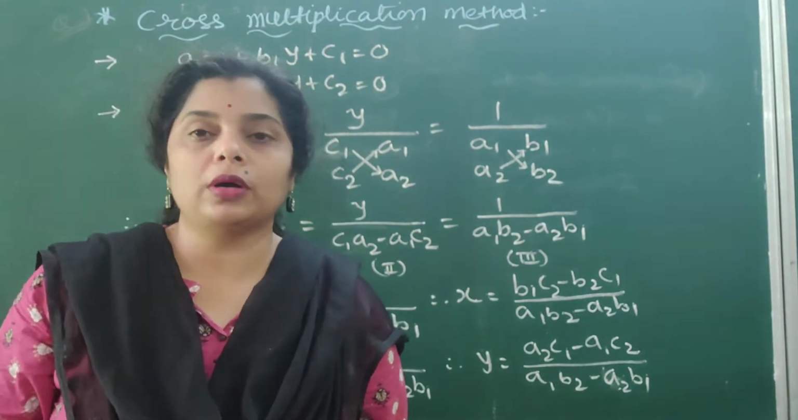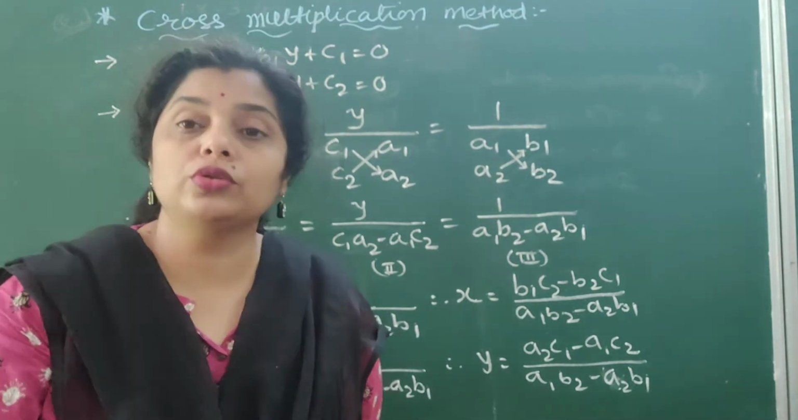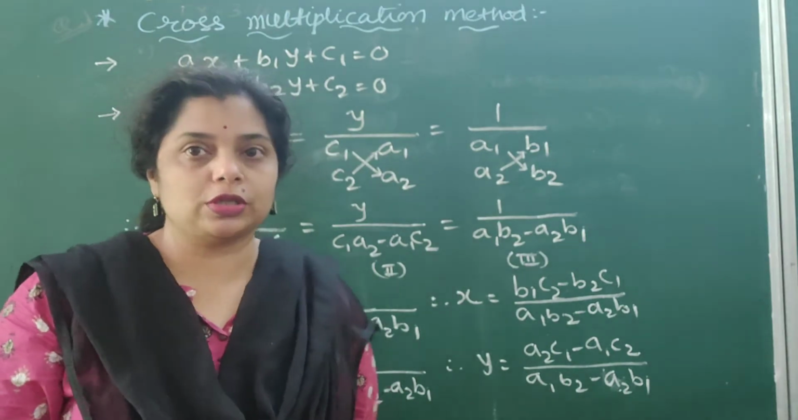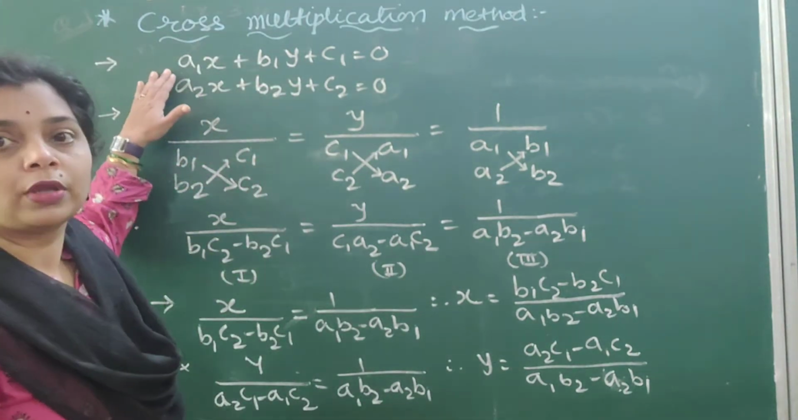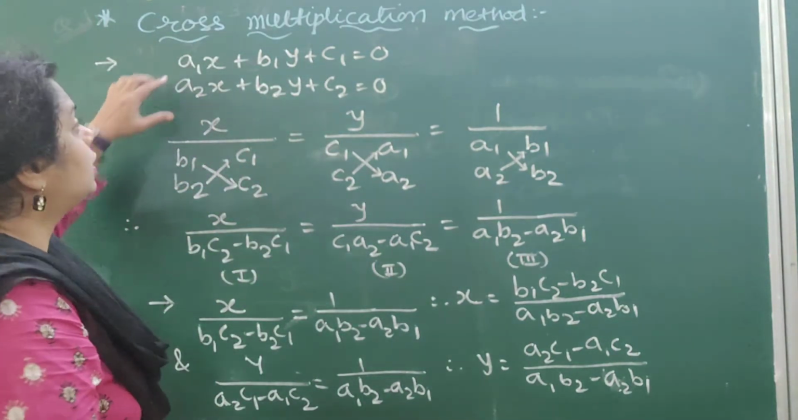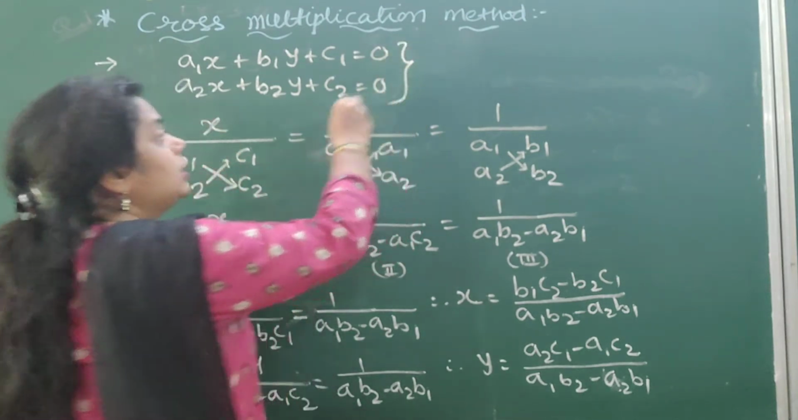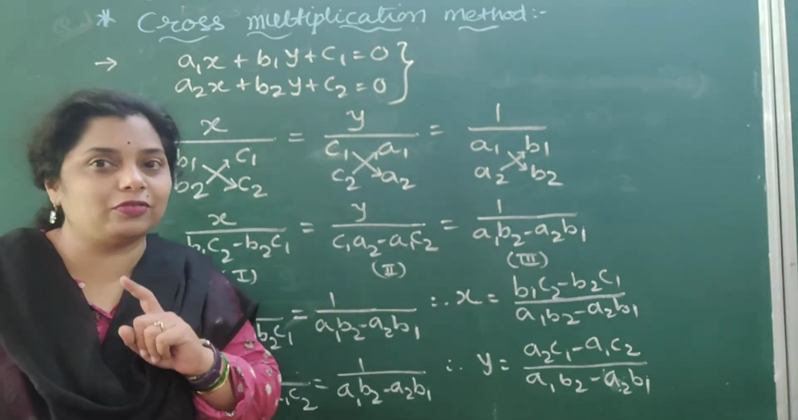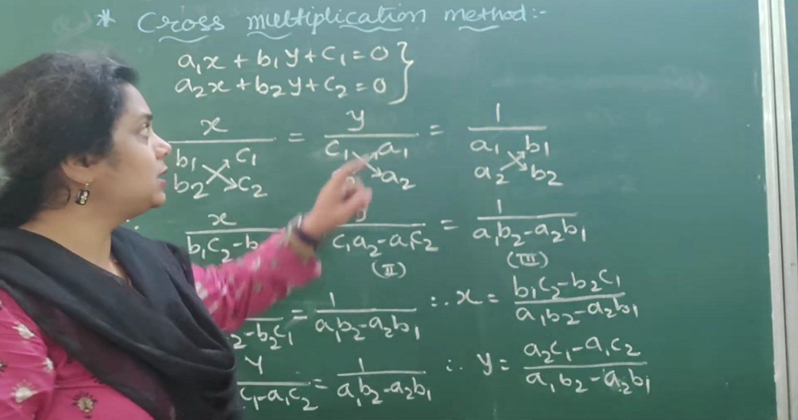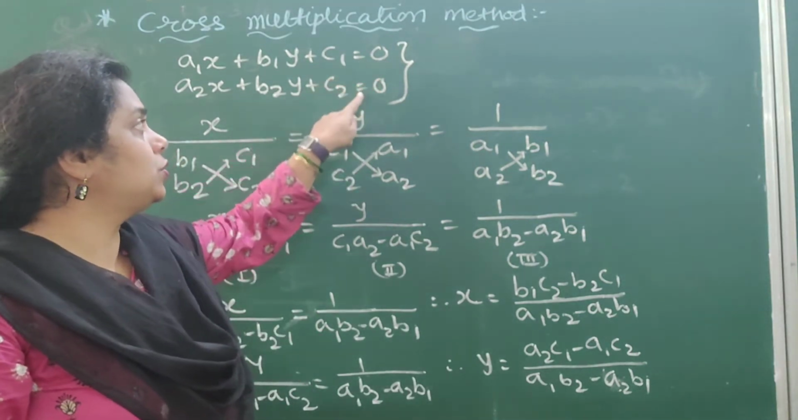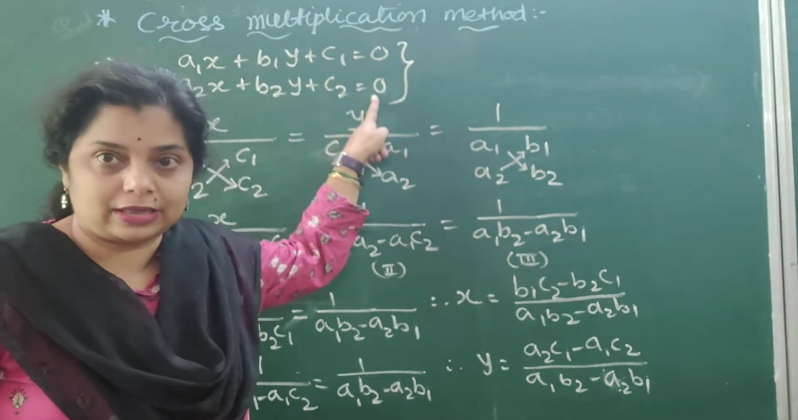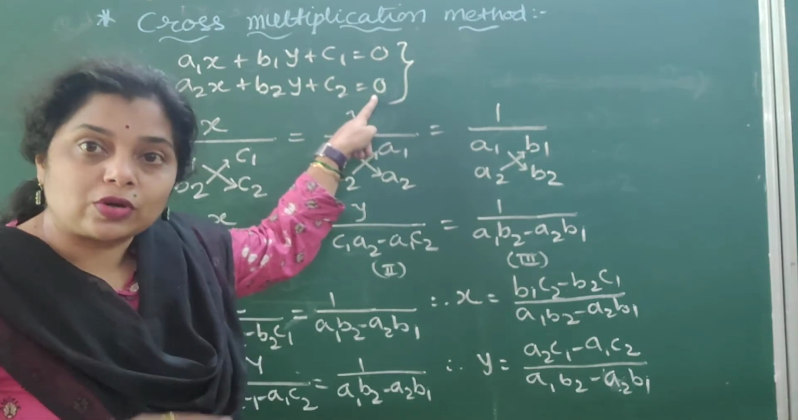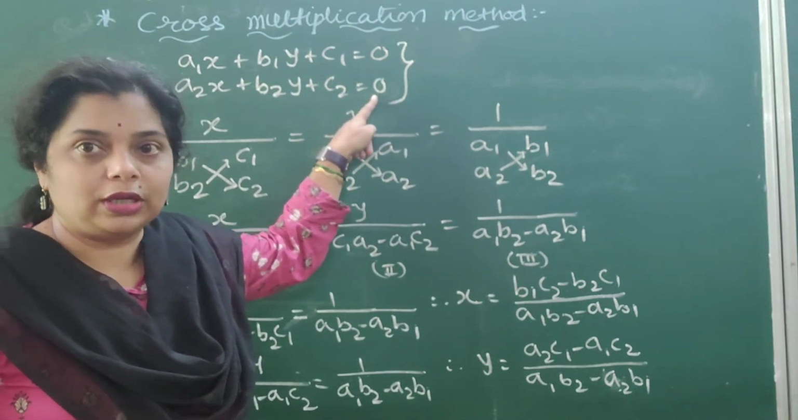So how to perform a cross multiplication method? You have to follow some steps to complete the process. First of all, what you have to do? You have to write a pair of linear equations in standard form. In standard form means exactly "= 0" you must get. This is in this cross multiplication method only.